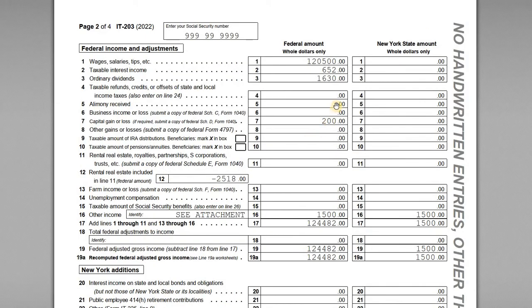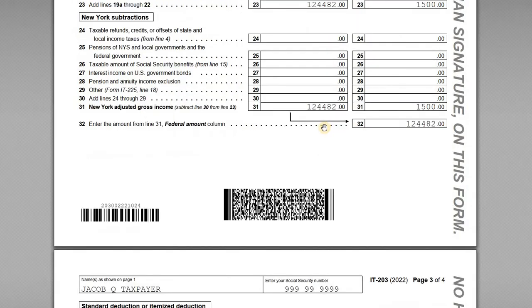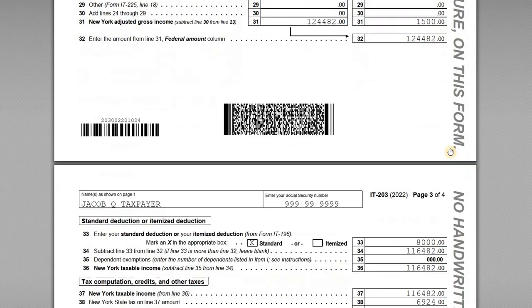All right, so if I go back to the form, so now that we've suspended those losses, we have our New York AGI. We have $1,500 attributed to New York State. $124,482 is the federal piece.